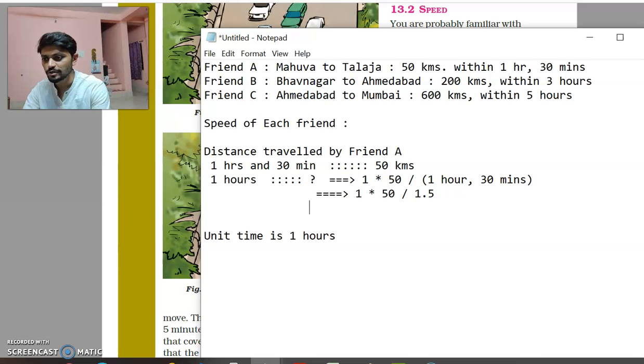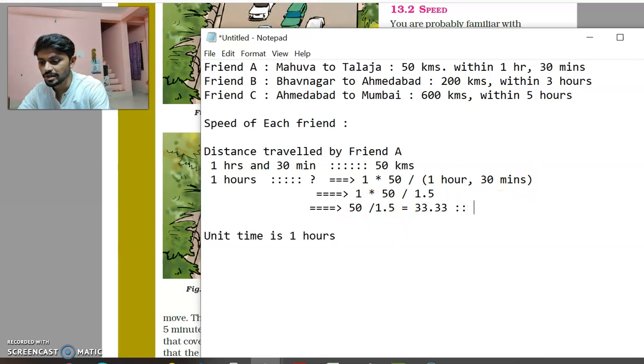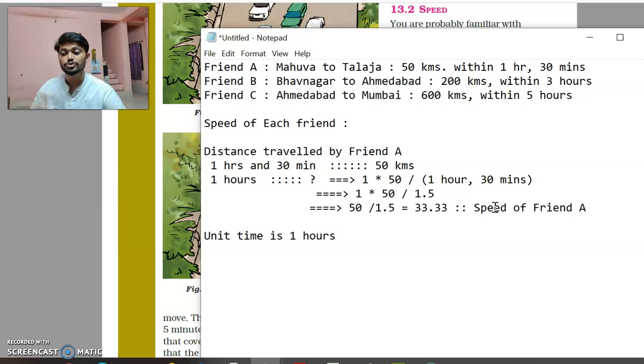So if you calculate 50 divided by 1.5, it equals 33.33, something like that. Now, this is the speed of friend A. What did we do? We found the speed of friend A. How? We found the distance traveled per unit time.